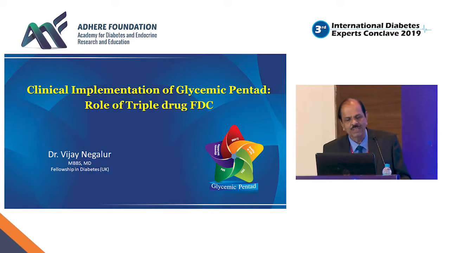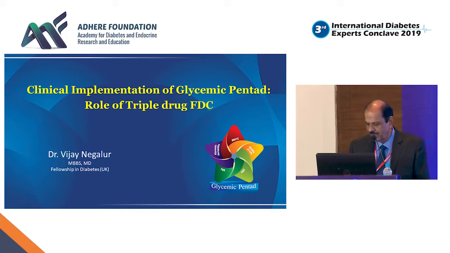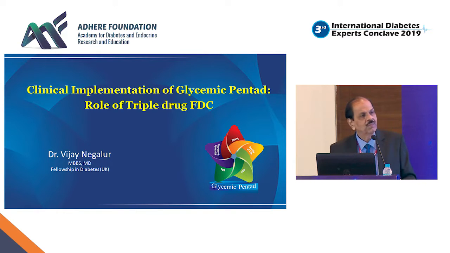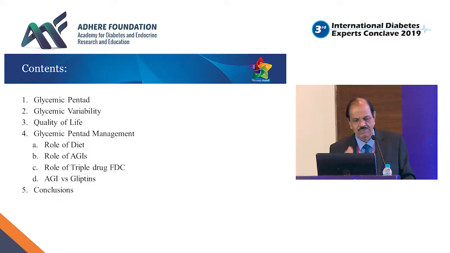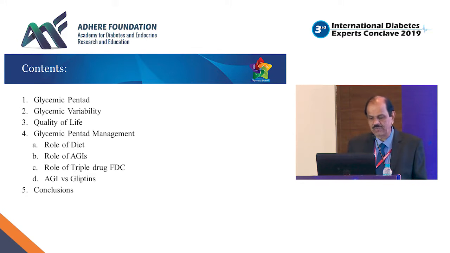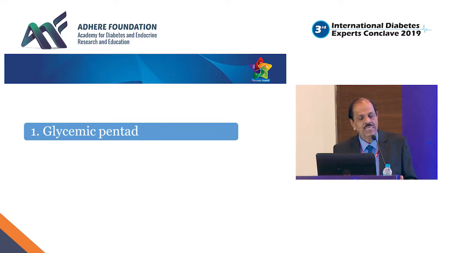Let's go ahead with the clinical implementation of the glycemic pentad and the role of triple drug therapy in management of diabetes patients. So going straight to the talk, we have the glycemic pentad, glycemic variability, quality of life, glycemic pentad management in terms of diet, the AGIs, role of triple drug and a fixed dose combination, AGI versus gliptin, and conclusion.